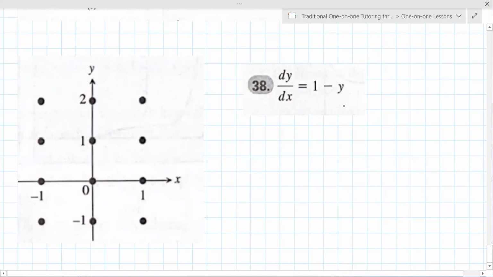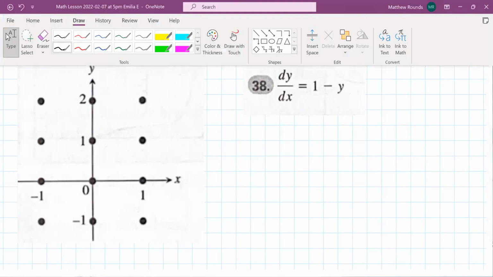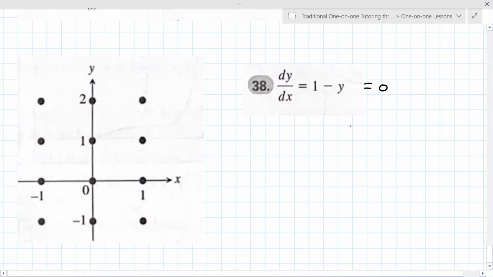But when we've done a couple of these, usually you want to figure out when this thing equals 0, and it equals 0 when y equals 1. So when y is 1, the slope is 1 minus 1, which is 0. That means anywhere along that line the slope is 0. Well, that's great, but we always have to fill in the rest of this. So another good point is when y is 0. When y is 0, the slope is 1. So those are here.